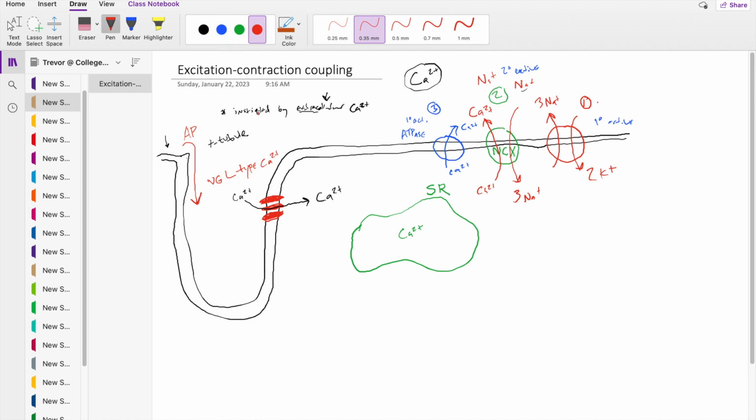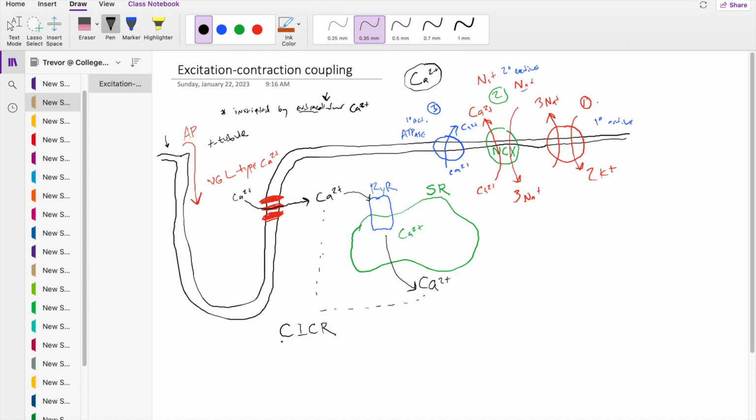Now, where does calcium go upon entering the cell? Well, on the sarcoplasmic reticulum, remember, we have a certain receptor, and that is called the ryanodine receptor, RYR. So calcium goes and binds the ryanodine receptor, and that allows for release of calcium from the sarcoplasmic reticulum. This calcium leading to the release of more calcium is called calcium-induced calcium release. So we have incoming calcium that induces the release of more calcium from the sarcoplasmic reticulum.